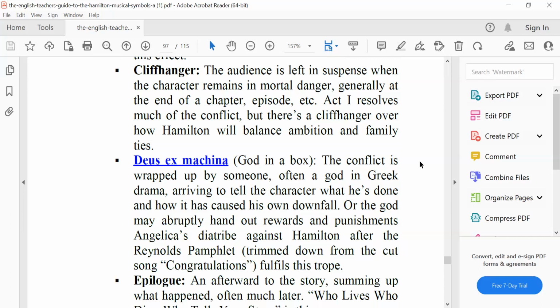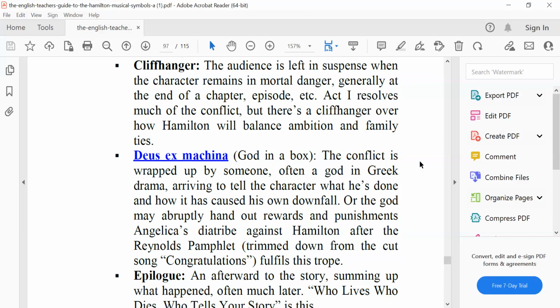Cliffhanger comes from the really dramatic stories where a hero or heroine would be left dangling off the edge of a cliff, and that's when we close our chapter or say that we'll resume the radio show next week or something. Act 1 is pretty resolved, but we do have this lingering question about whether Hamilton will balance his ambition and his family.